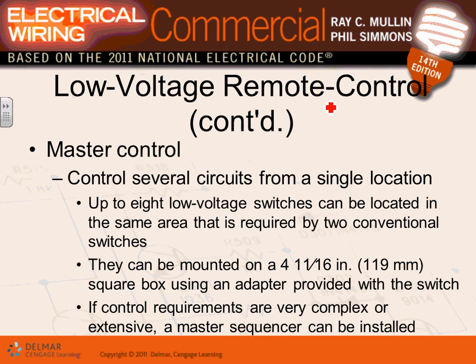Master control. You can have up to 8 low voltage switches located in the same area, to get you a master control of everything else. That is equivalent to 2 conventional switches. With low voltage, you can have low voltage switches local here, and you can have master switches for the people in charge, and they can push one button and turn everything on or everything off. So they call them master switches.